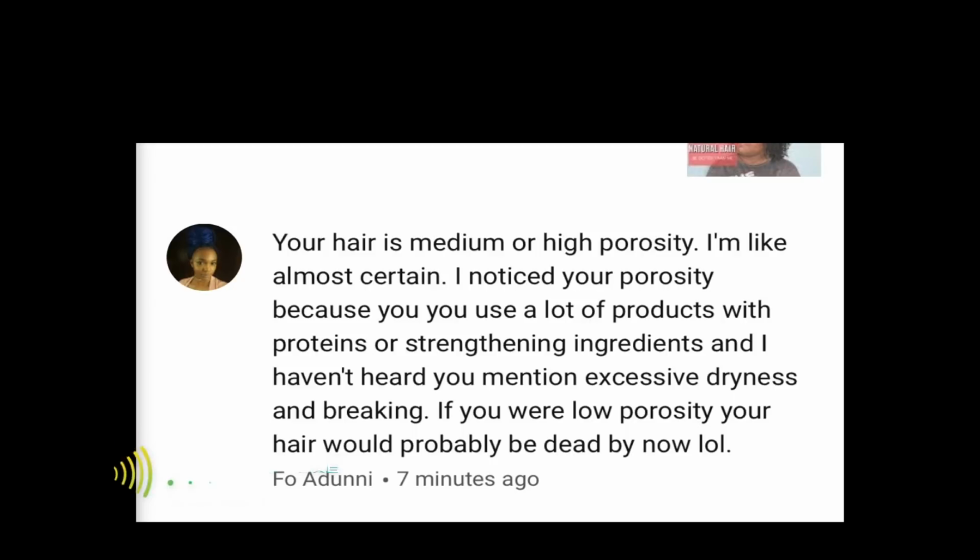Just throw the whole porosity thing away. You guys be the judge. Let me know what you think. Do you think I have low porosity hair? Do you think I have high porosity hair? Do you trust these tests?